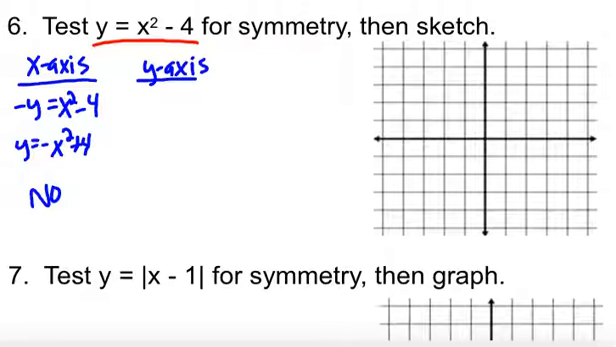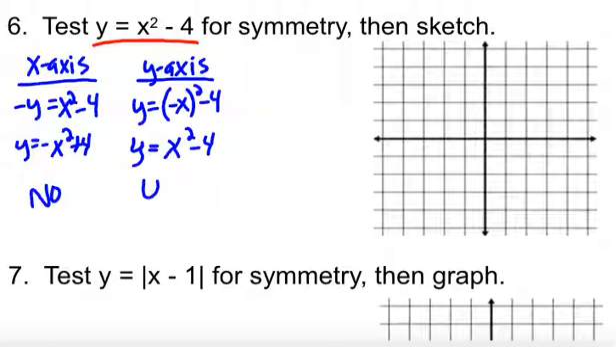Y-axis symmetry. Okay, so if you're checking for y-axis, you have to plug in negative x. So y equals negative x squared minus 4. Negative x squared, those negatives are going to cancel, so x squared minus 4. And that's the same thing as what we started with. So we are a yes for y-axis symmetry.